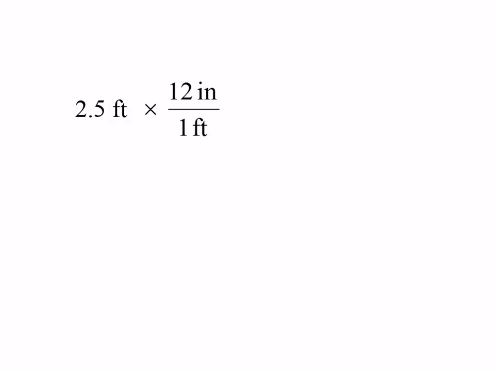I'm going to go with 12 inches over 1 foot. And by golly, if on your calculators you take 2.5 times 12, you're going to get 30. That's it. But doing it this way, and like I said, I really usually like to have my first term over 1. Doing it this way, units of feet cancel, we're left with units of inches. That's it.